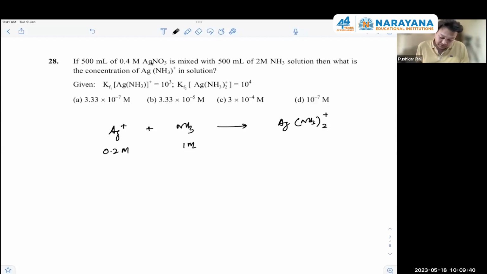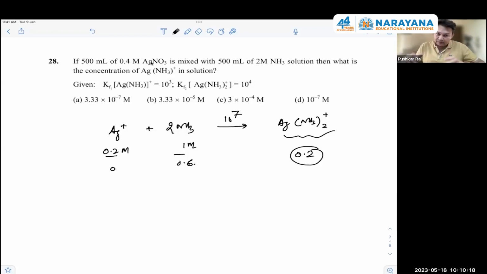The idea of this problem is to completely react them. Why do you completely react them? Because the equilibrium constant of both reactions is very high, 10 to the power 7. Simply react them completely. Leave here 0, leave here 0.6, and make it 0.2 there. Understood? Completely react them and form this Ag(NH3)2 plus.